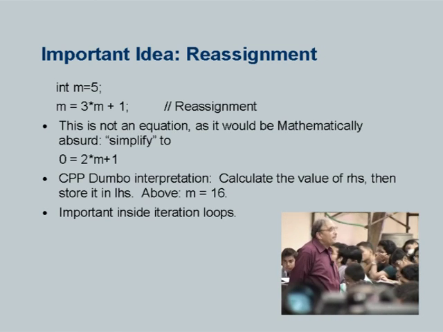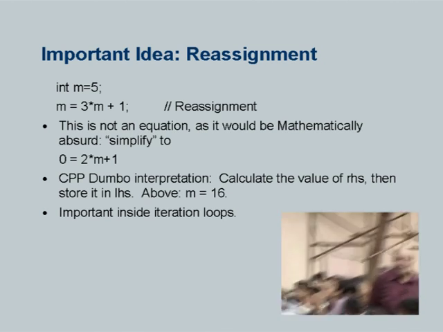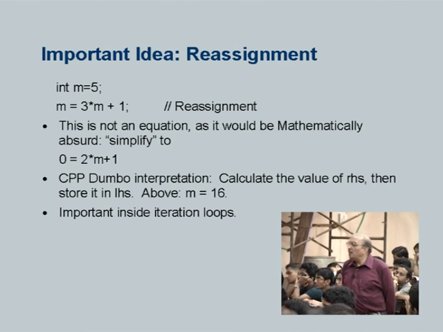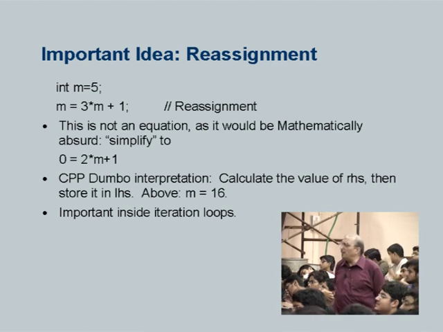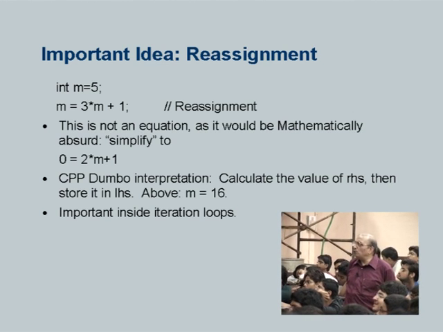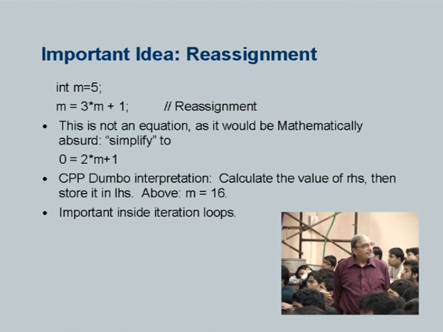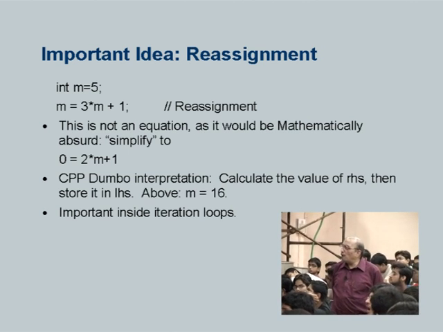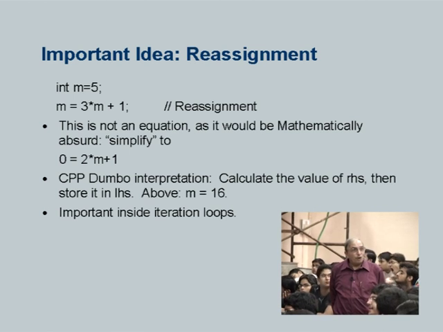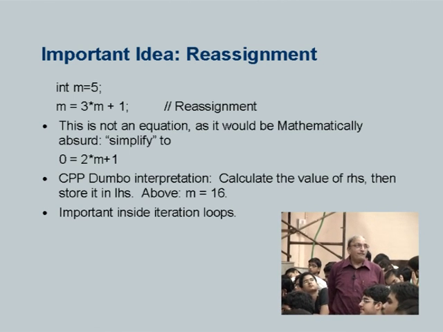I hope all of you can see that very clearly. If this were a mathematical equation, it is absurd, because m equal to 3 star m plus 1 can be immediately reduced to 0 equal to 2 star m plus 1. And that cannot be true. For whatever value of m, this cannot be a true equation at all. So this is not an equation.